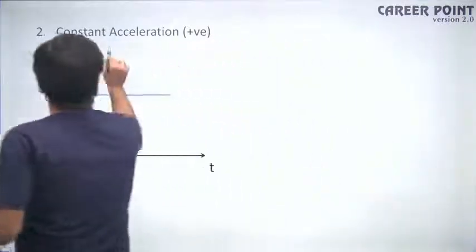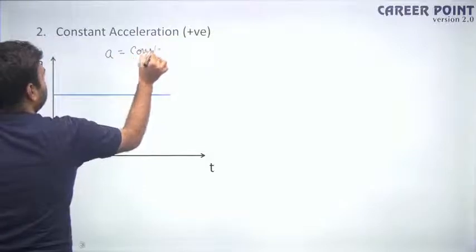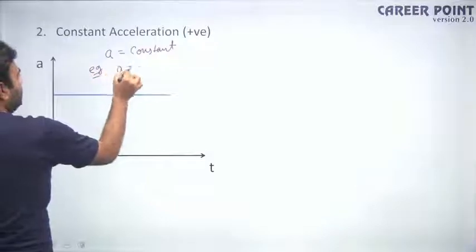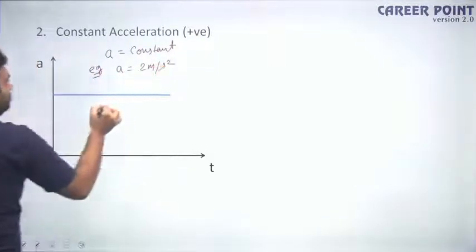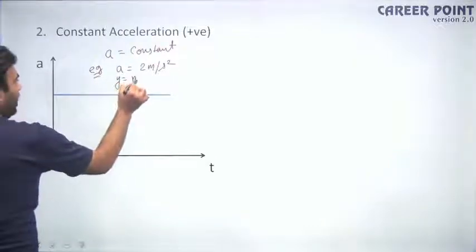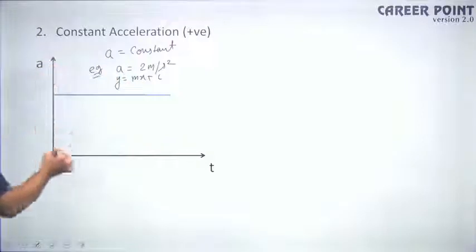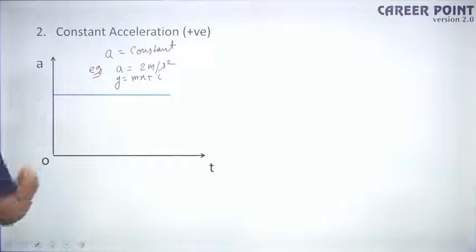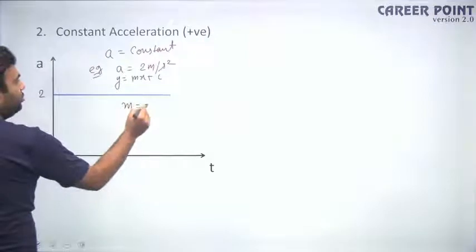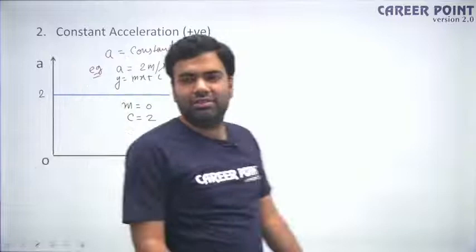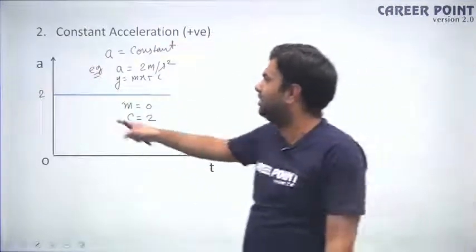Acceleration is constant. If I say, for example, acceleration is 2 meter per second square, then compare this equation with y equals mx plus c. Y is acceleration, x is time in this example, and c is the y-intercept. So this value will be 2. Here m is equal to 0 and c is equal to 2. So this is again a straight line parallel to the time axis, making angle 0 with the x-axis and passing through the point 0, 2.